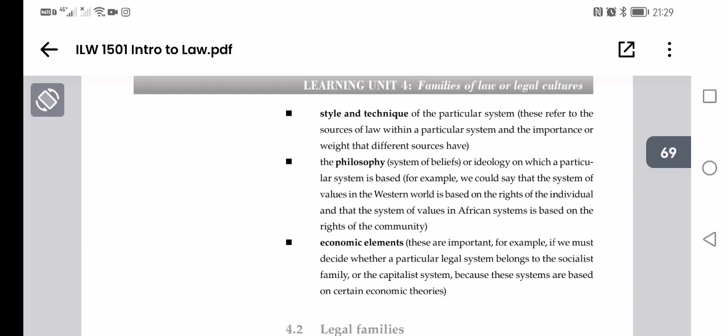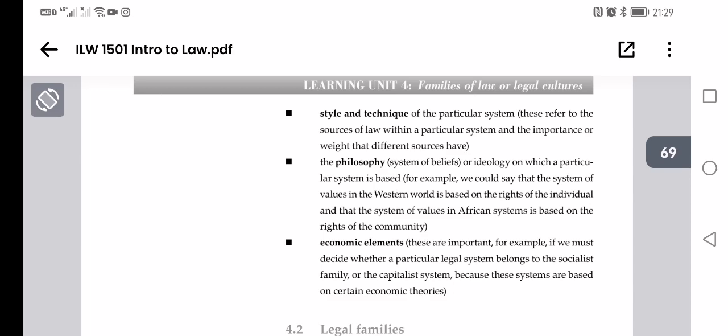A philosophy, system of beliefs, or ideology on which a particular system is based. For example, we could say that the system of values in the Western world is based on the rights of the individual, and that the system of values in the African system is based on the rights of the community.